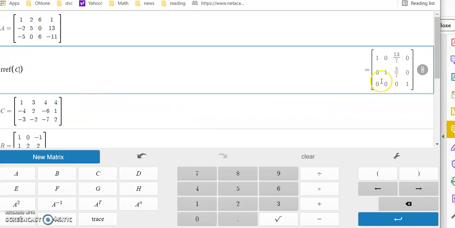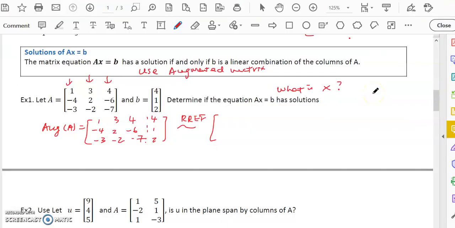And do I have a solution? So I have to write down the answer. It is equal to 1, 0, 13 over 7. Oh, it's kind of hard to write. 13 over 7, 0, 0, 1, 5 over 7, 0. So we have two pivot columns. So there's 0, 0, 0, 1.